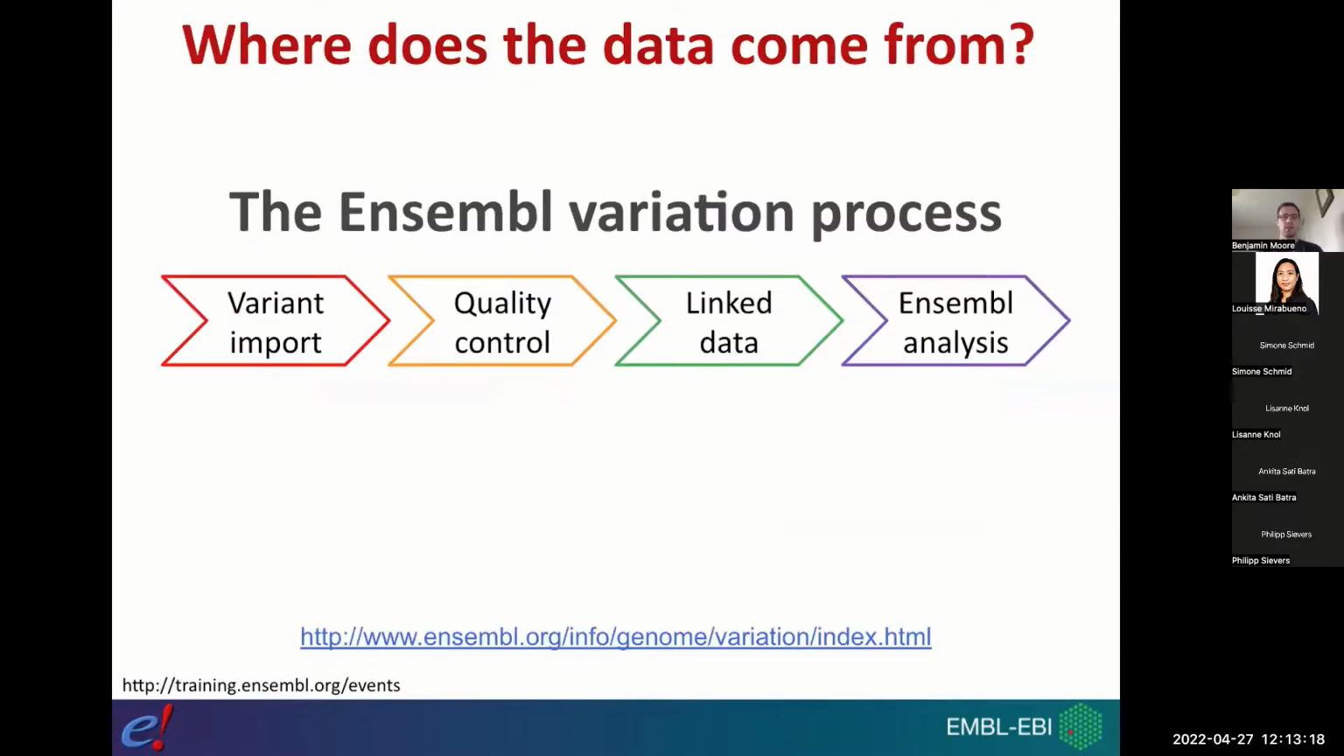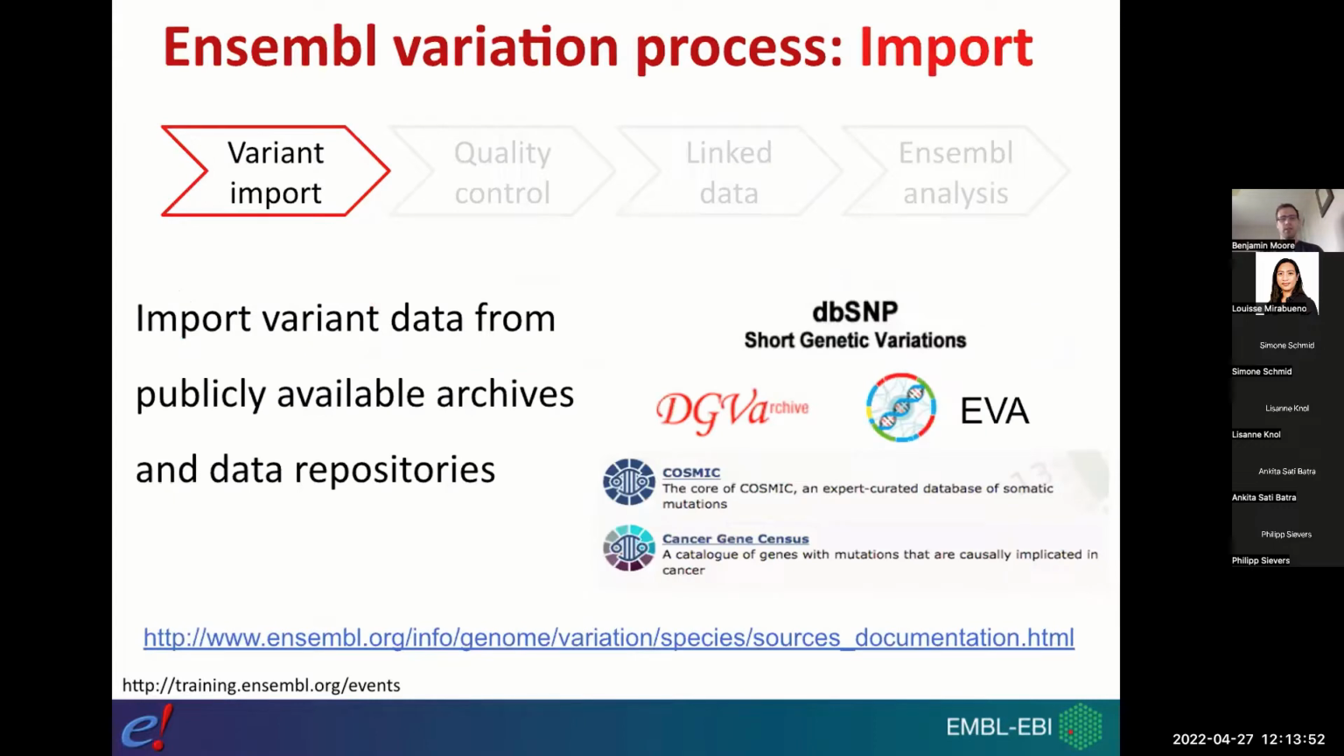So where does the data come from? There are a number of different steps that we have in Ensembl when we import variation data. So the first step is to import the data itself. Then we apply some quality control to check that the data matches up to what we're expecting. Then step 3 is to look for associated data, so to look in other databases to see if there's additional information about the variants that we import as well. And then step 4 is to apply our own analyses to these variants.